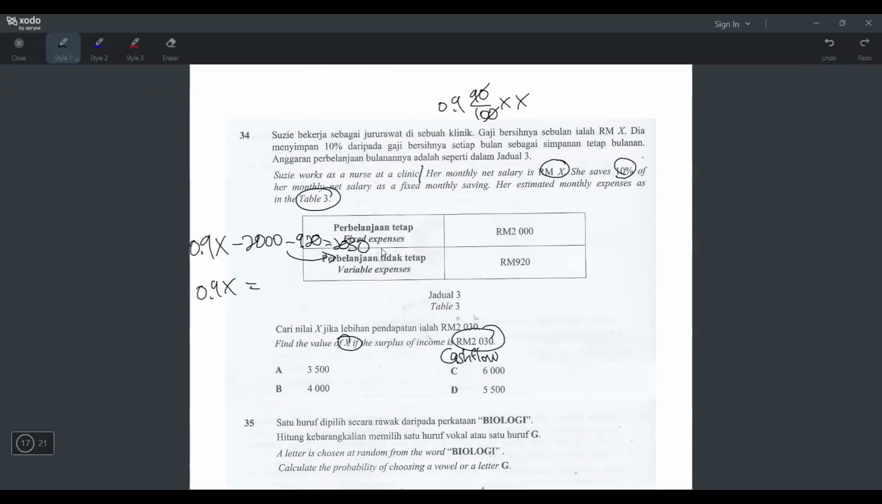So 4950, I write here. And now I have to find X, so I have to take 4950 divide 0.9. Because here the relationship is multiplication, so multiplication moves over and becomes divide. So you get 5,500. So the answer is D. Okay, done.